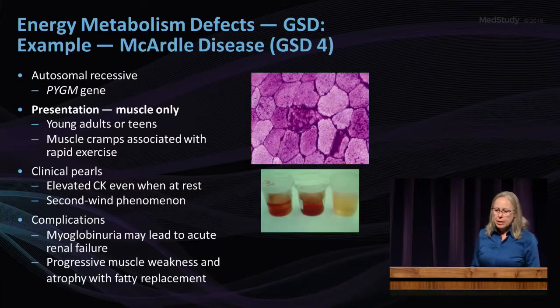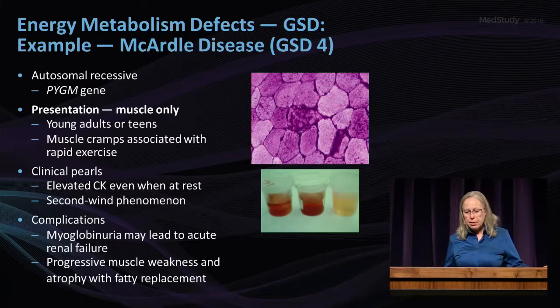They can get myoglobinuria, which may lead to acute renal failure, and then progressive muscle weakness and atrophy with fatty replacement.